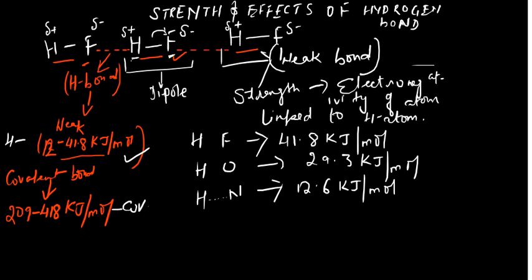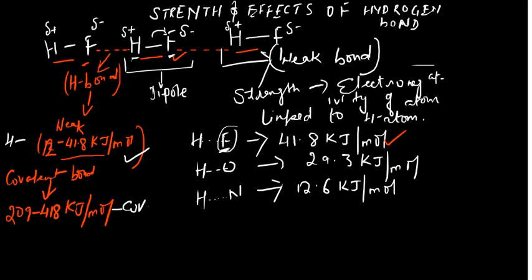Right, this should be... A hydrogen bond is always shown with a dotted line like this, right? So you can see that since fluorine has the highest electronegativity, the bond dissociation energy is maximum in the case of fluorine, right?